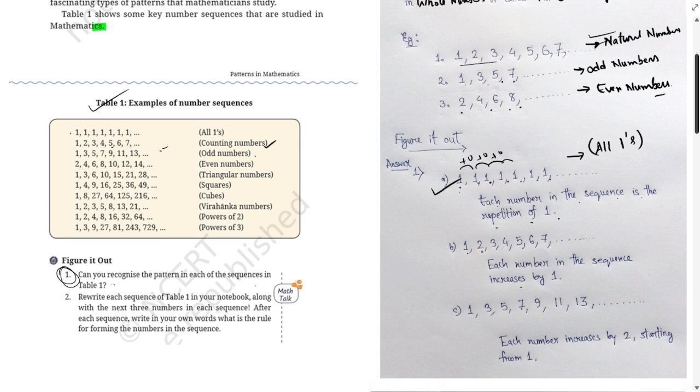Next, 1, 2, 3, 4, 5, 6, 7. These are counting numbers, or natural numbers. What is the pattern here? 1 plus 1 we get 2, then 2 plus 1 we get 3, then 3 plus 1 we get 4, then 4 plus 1 we get 5, then 5 plus 1 we get 6, then 6 plus 1 we get 7. So I have written here: each number in the sequence increases by 1, or by addition of 1.